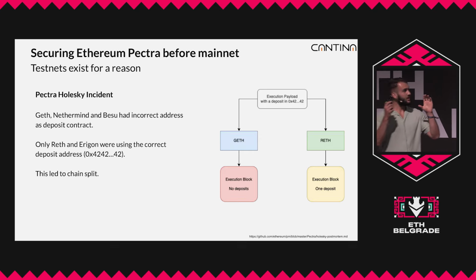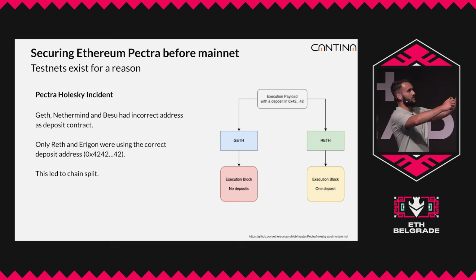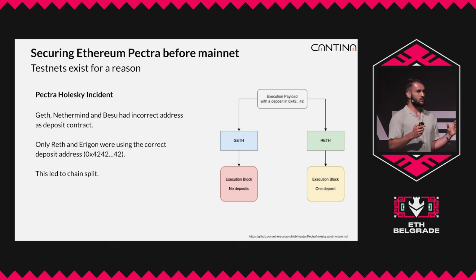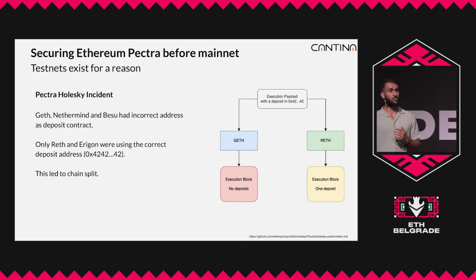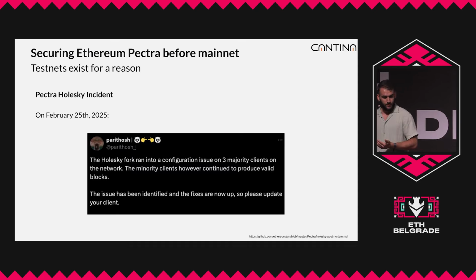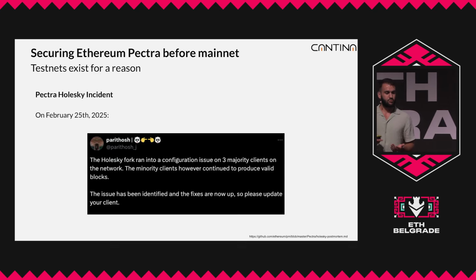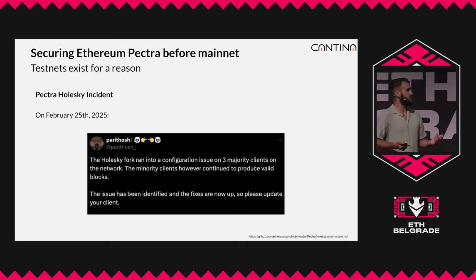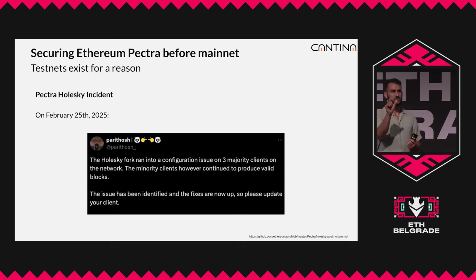So when you have that, this means that at the consensus level, you will handle a deposit on one side, but not handle it on the other side. So you will have a chain split where validators are not having the same state. It was fixed pretty quickly. The issue was not that big. It's just a JSON file that was wrong. So nothing to be scared about.